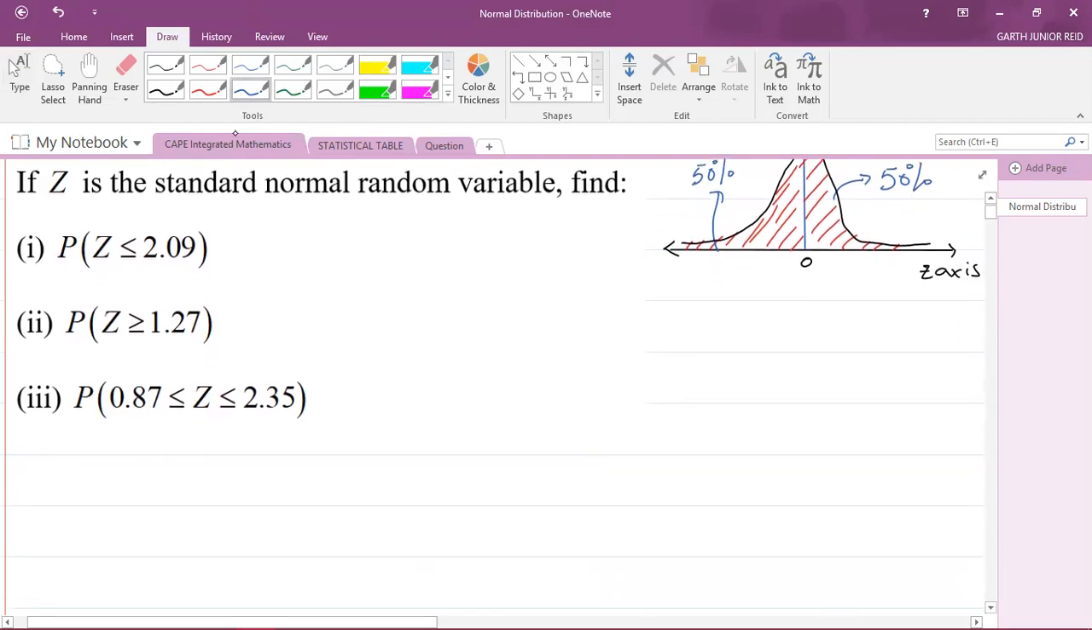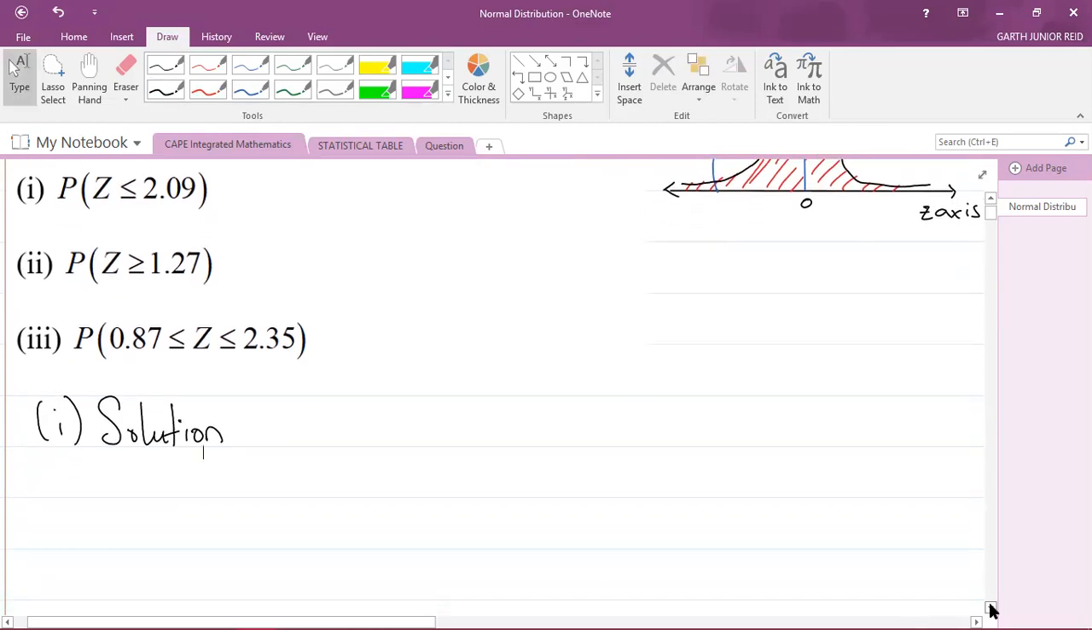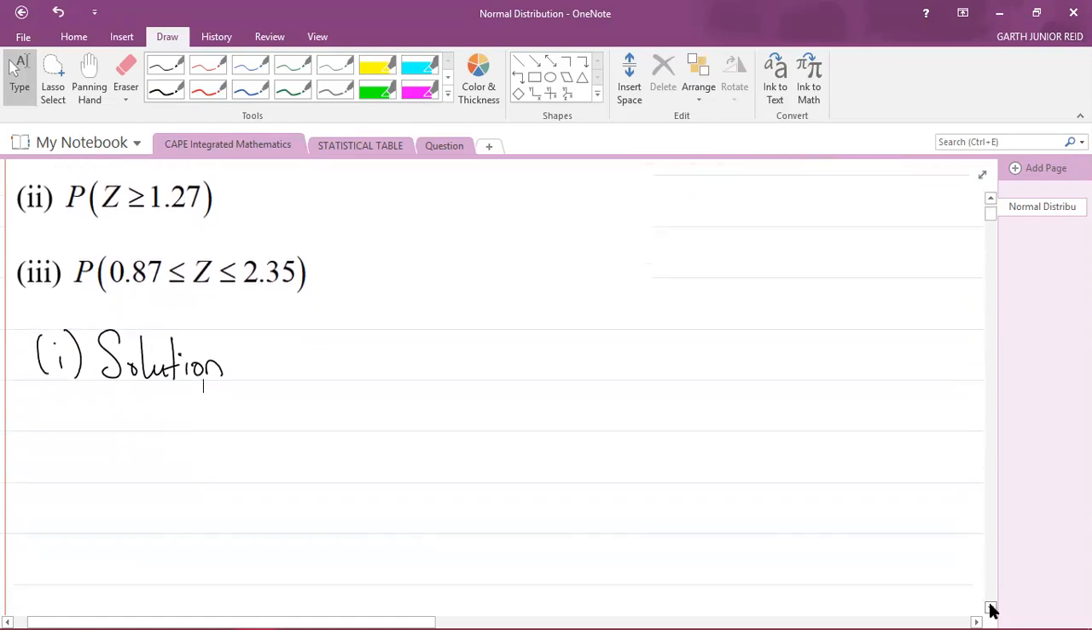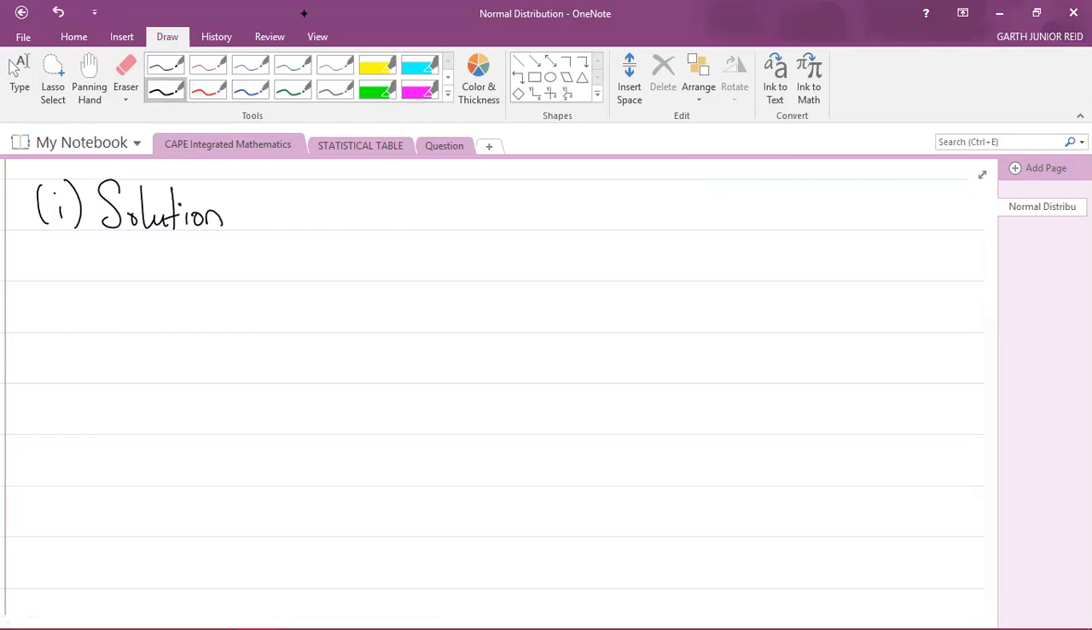Okay, let's do the first solution here. So this is part 1, solution. And we want to find the probability when z is less than or equal to 2.09. So I'm just going to draw the diagram so that you can have a visual understanding of what we are calculating here.